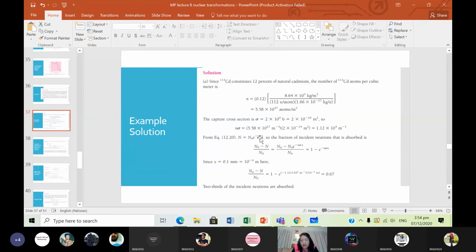So for N, we will substitute this formula here. So N naught cancels. We will get 1 minus e power minus n sigma x. And x here is 10 raised to the power minus 4 meters. So we plug that in here with the n sigma, which we have found over here. So we will get 0.67. So basically, 2/3 of the incident neutrons are absorbed.